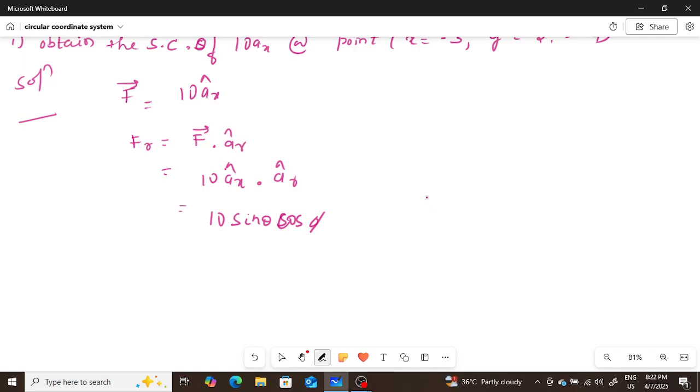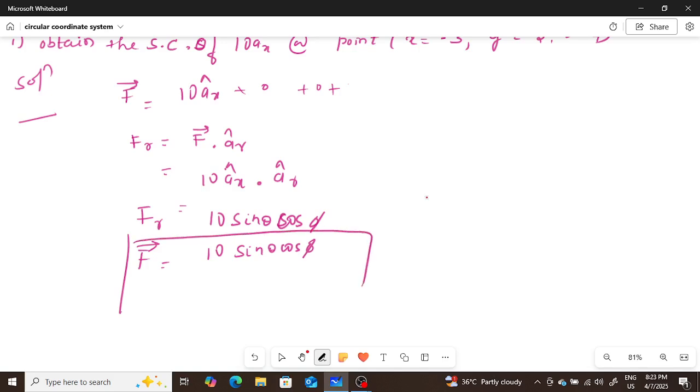Now this is Fr. Can you identify F phi and F theta? No, because here these two are 0, and 0 multiplied with anything is 0. So your vector in the spherical coordinate system is 10 sin theta cos phi. The vector is transformed.